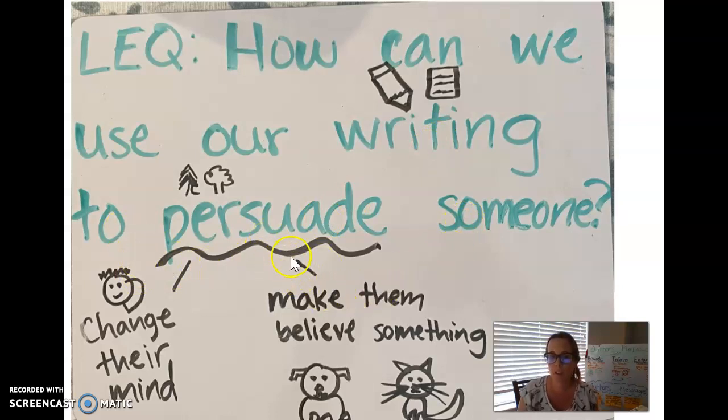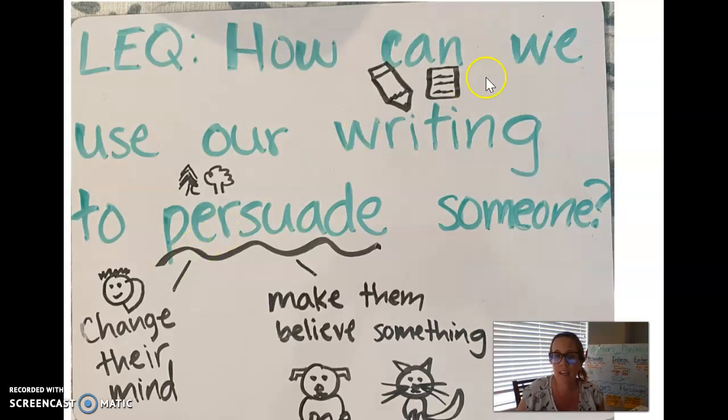So remember, when we were talking about the author's purpose, we did persuade. You could even see it over here, persuade. And we said it means you're trying to make them do something. We also said it could be trying to make them believe something. So our example was with the book The Lorax, and how the Lorax was trying to make everybody care about the trees and the environment. He wanted you to believe that those things were important.